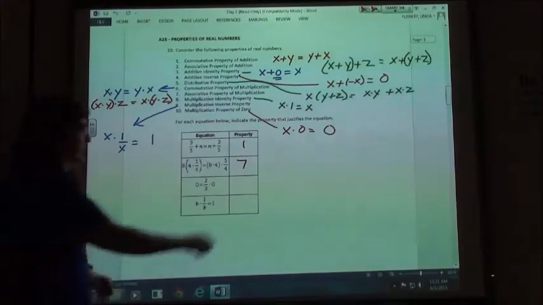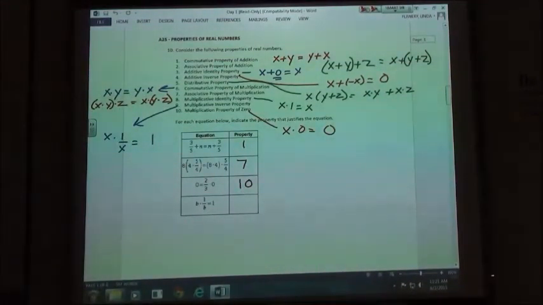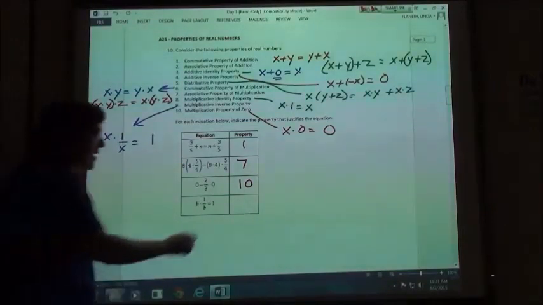Multiplication property of 0. I took something times 0 and I still ended up with 0. And then I have b times 1 over b equals 1. Multiplicative inverse, so that would be number 9.